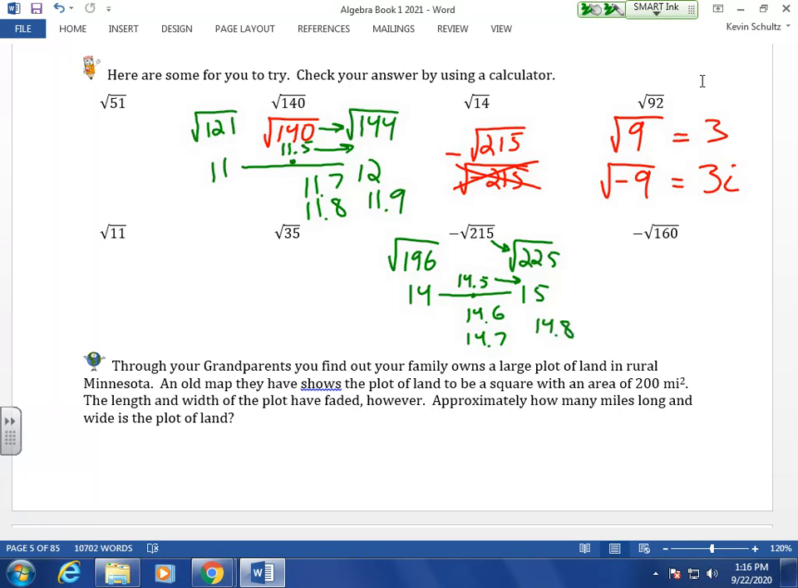Although because we want the negative root of 215, make sure you put your negative sign back on there. Negative 14.6, negative 14.7, negative 14.8. Either of those would be okay. Okay?